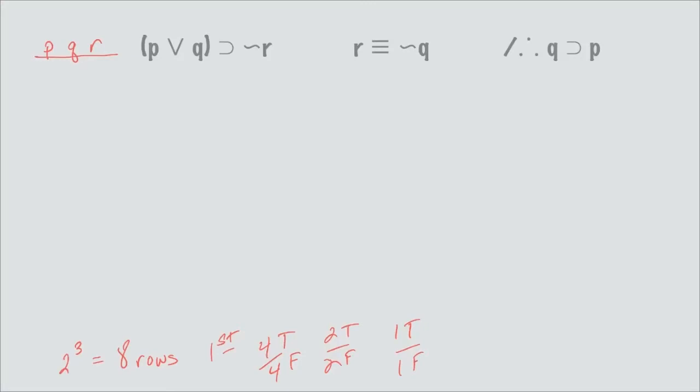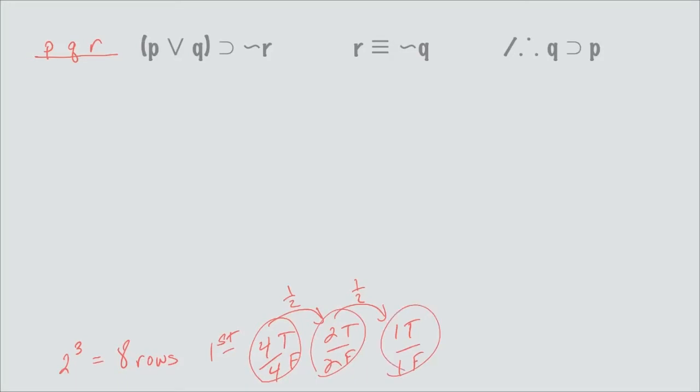So this is the formula. You can see that I go to 4 and 4, then I go to 2 and 2, then I go to 1, 1. Each of these is one half of the previous one as you move along. So again, 2 to the third, I have P, Q, and R. I know there have to be 8 rows down, and then each of those columns will be one half of the previous one in terms of trues and falses.